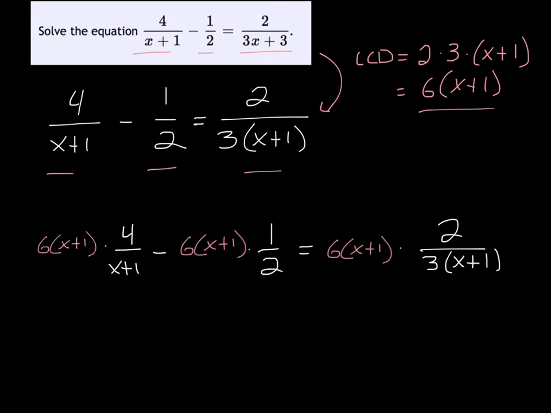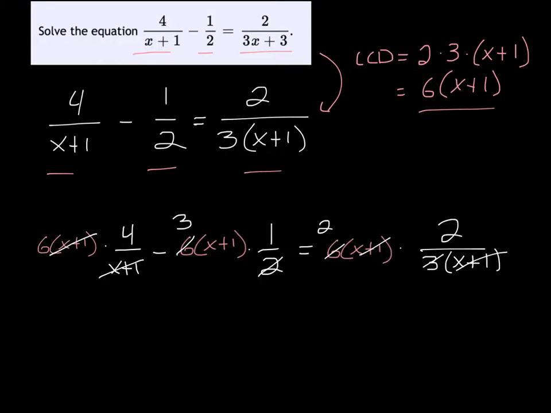Now when I multiply each term by this least common denominator, as I do the multiplication, I cancel factors that I'm multiplying with by things in the denominator. So in this case, the x plus 1 and the x plus 1 cancel. Also, I can cancel the common factor of 2 between the 2 and the 6 to get a 3 up here. And then in this last term, the x plus 1's cancel, and the common factor of 3 cancels.